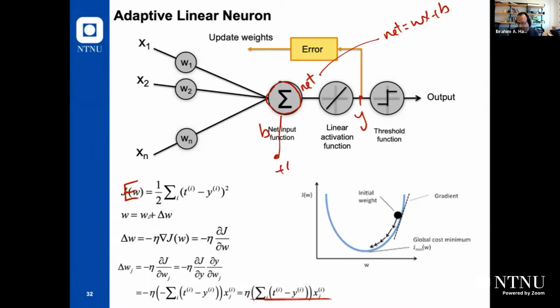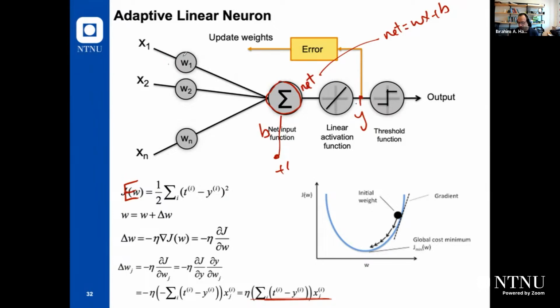This is my rule, omega equals omega plus delta omega. What is delta omega? Delta omega is minus eta multiplied by the gradient. So it will be minus eta multiplied by the first derivative, partial E by partial omega. We will use the chain rule. So it will be partial E by partial y, multiplied by partial y by partial net, multiplied by partial net by partial omega.